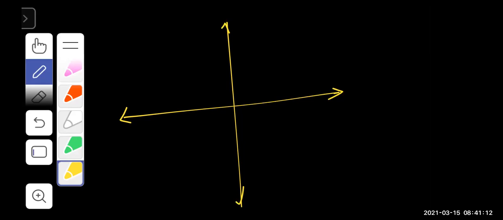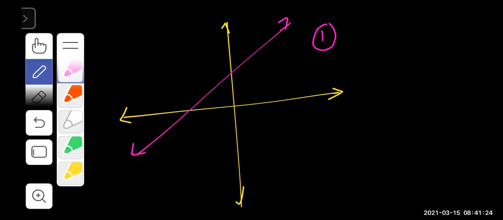Let's suppose that we got something like this. This is my y and x. Let's say that I got one function, function number one, and that function can be something like this. This is the graph of my function.